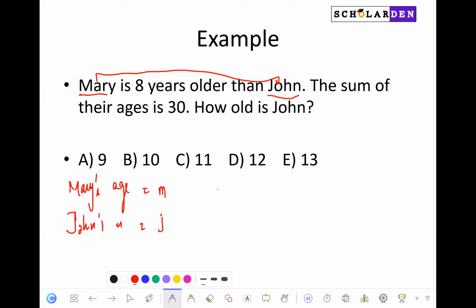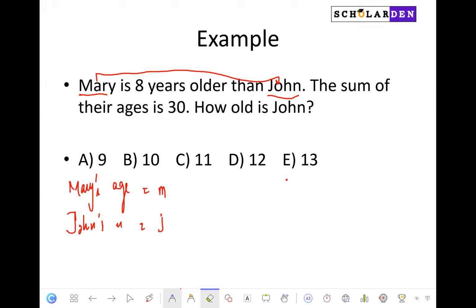Okay, so first of all, Mary is 8 years older than John. So what does that mean? Does that mean M plus 8 is equal to J? If we say Mary is 8 years older than John, no, this does not mean M plus 8 is equal to J.